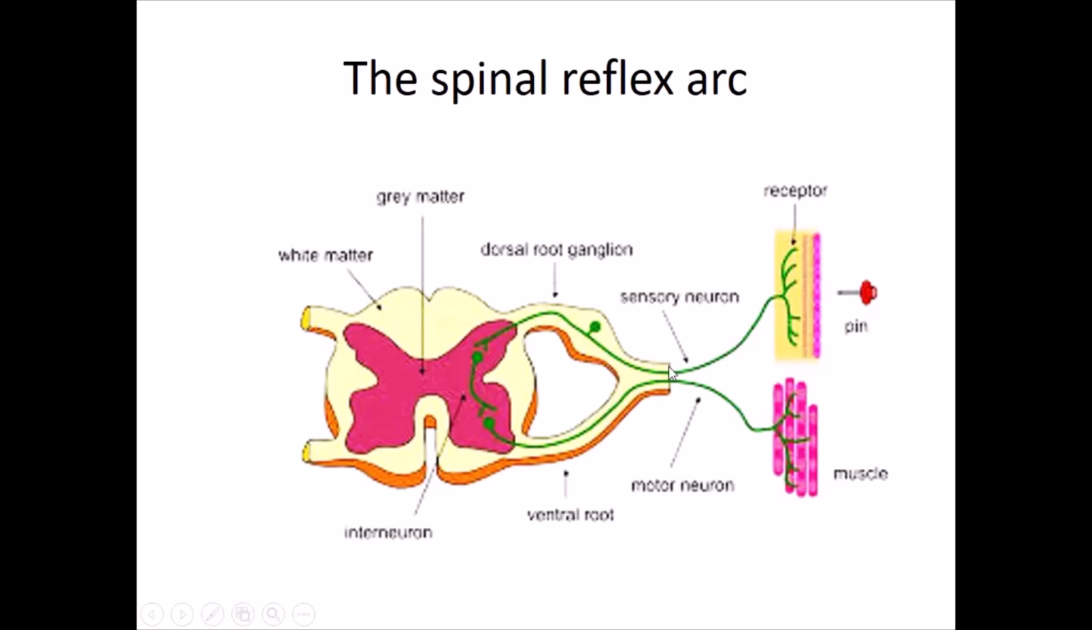Now, which way will it go? Of course, it will go through the dorsal root. The sensory function is from the dorsal root into the spinal cord. We have other neurons called interneurons in here. Then it will leave through the ventral root towards the muscles in order to perform the response. And that, ladies and gentlemen, is the spinal reflex arc.